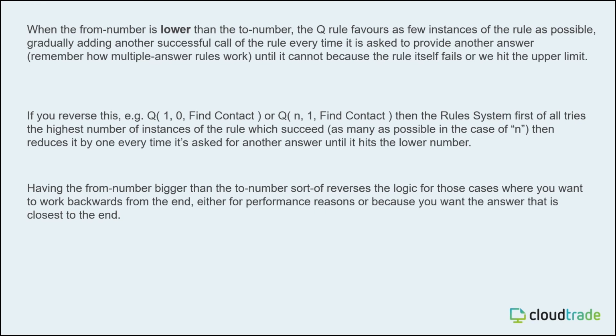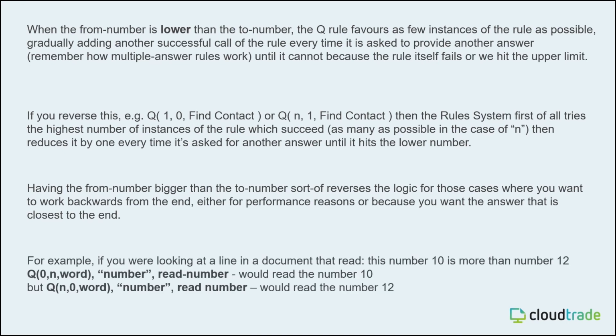For example, if you were given the sentence, this number 10 is more than number 12, then Q0n number would get the number 10, but Qn0 number would get the number 12. That's probably enough to digest in one presentation.